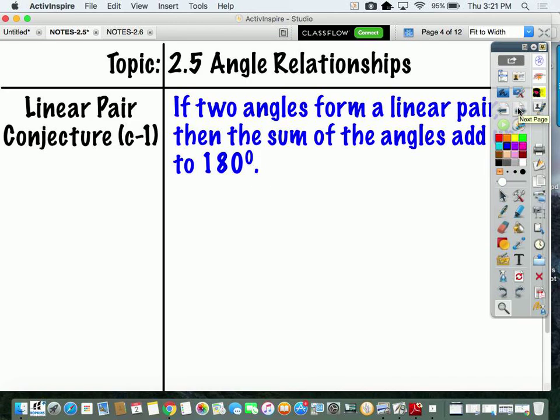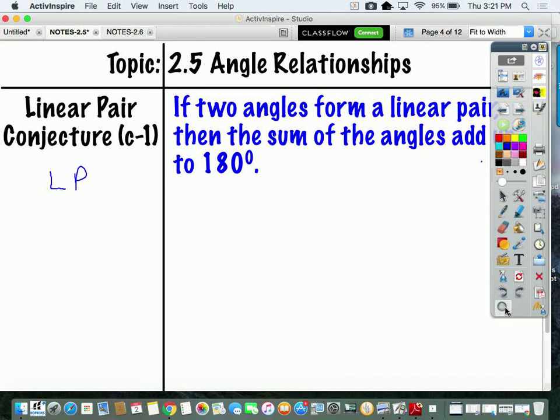So let's go ahead and look into 2.5. Now, this is exactly what you have as your packet. It's just that I have little pieces of it on each slide so that I have more room to write. So the first conjecture that we have is called the linear pair conjecture. It's C1. And sometimes you could abbreviate that as LP for linear pair.